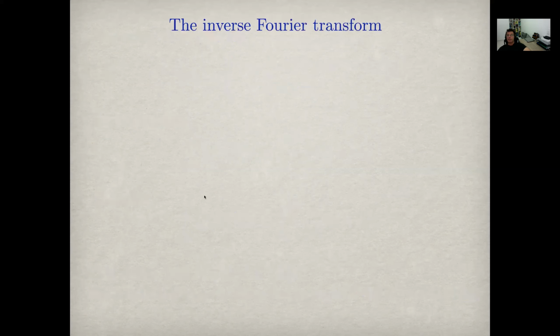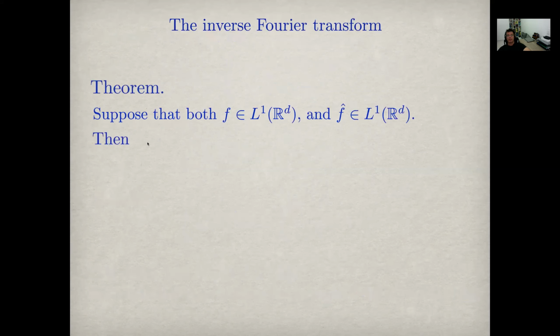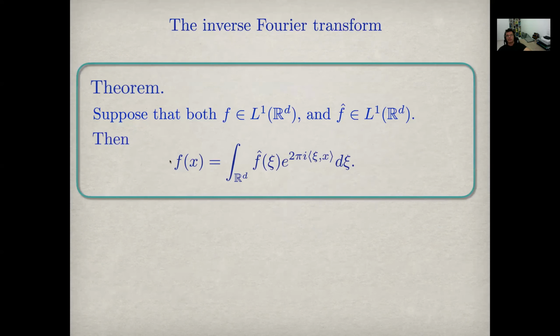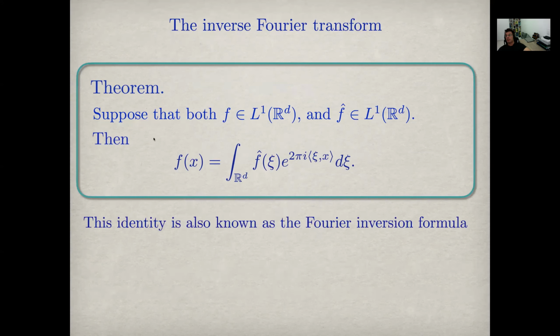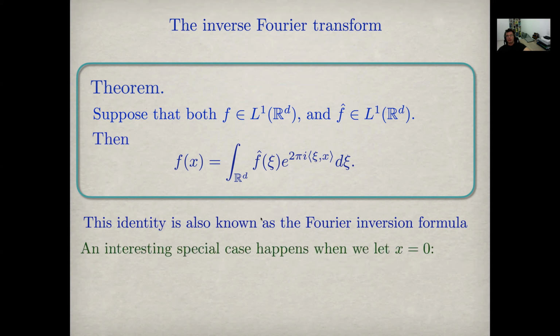All right, the inverse Fourier transform, bread and butter for the theory. Suppose that both f and its transform are in L1, in other words, absolutely integrable. Then we can start with the Fourier transform and take its Fourier transform and get back to the function f here on the left side. So this is sometimes called the Fourier inversion formula, or inverse Fourier transform. And this is true in R^d. It's extremely, extremely useful, obviously.